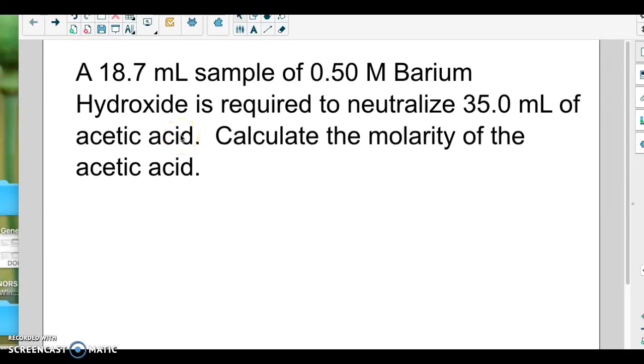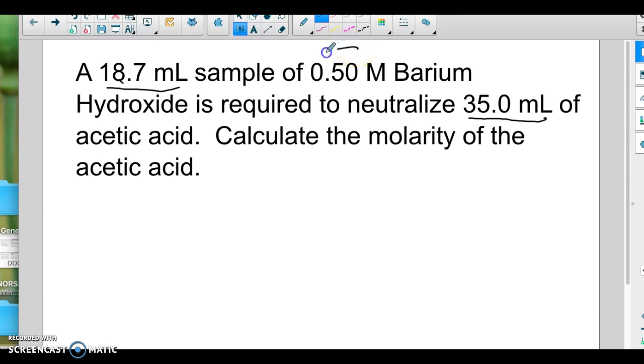Hi guys, I wanted to show you how to do one of these problems with neutralization. So in this question, you can see that we have 18.7 milliliters of barium hydroxide, and we're going to neutralize 35 mils of acetic acid, and we know also the molarity of the barium hydroxide.